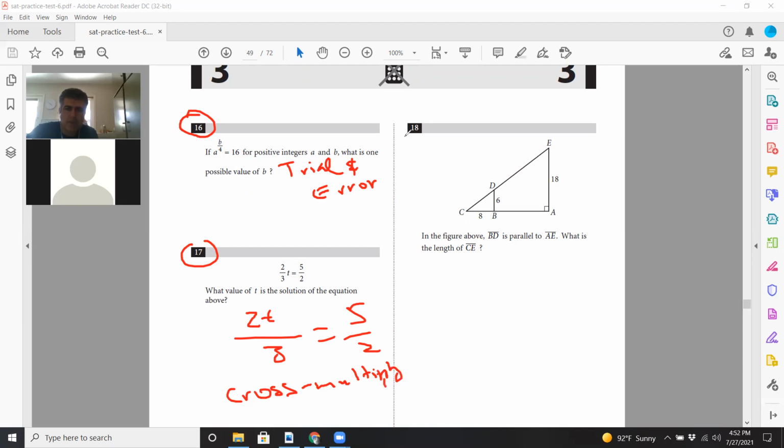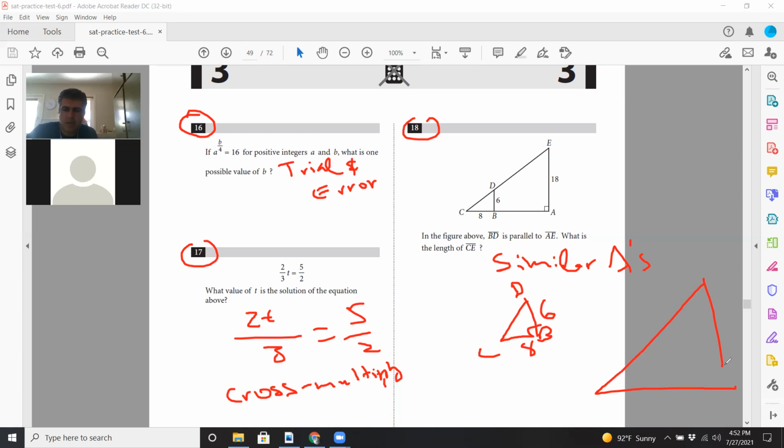Now, what's happening for number 18, you're going to have similar triangles. So it means the sides are proportional. If you look at the small triangle, it's 8 and 6, and that's C, D, and B. And I look at the bigger one, that's C, A, and E. That's 18. So you should be able to figure out what's going on here with CE. That's what I want to find. You may also want to consider the Pythagorean Theorem.